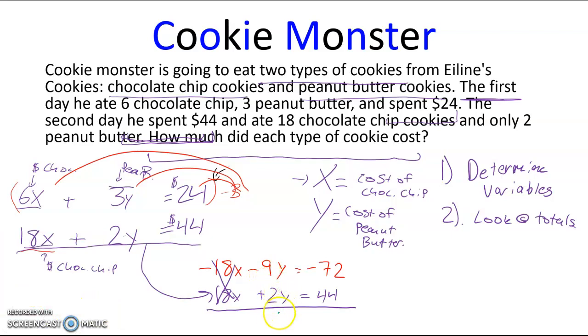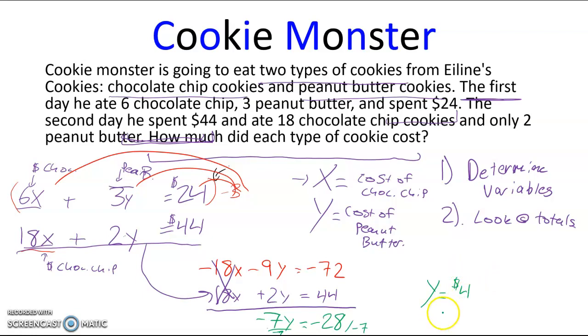If I do the -9y plus 2y, that's going to get me -7y is equal to, and then if I do -72 plus 44, that's going to get me -28. And then from there, you divide by -7 on both sides. We're going to get that y is equal to 4. Remember, y is the cost of one peanut butter cookie. So that tells me that our peanut butter cookies cost $4.